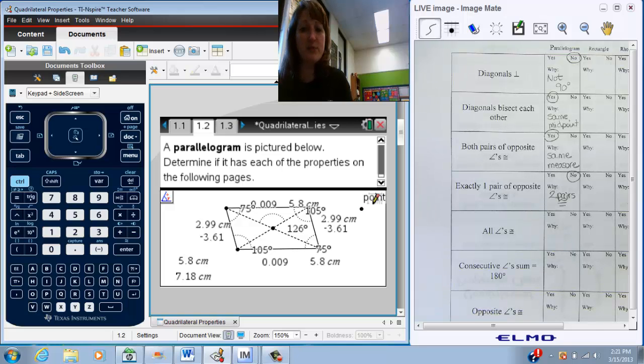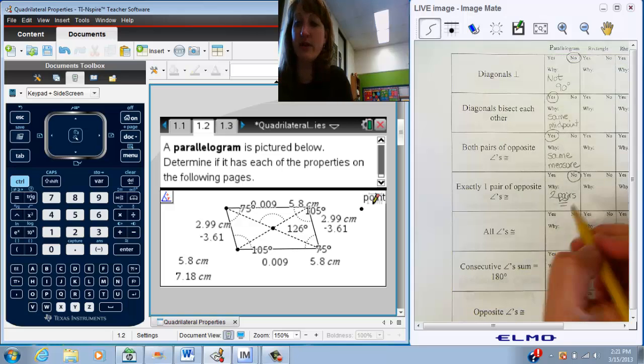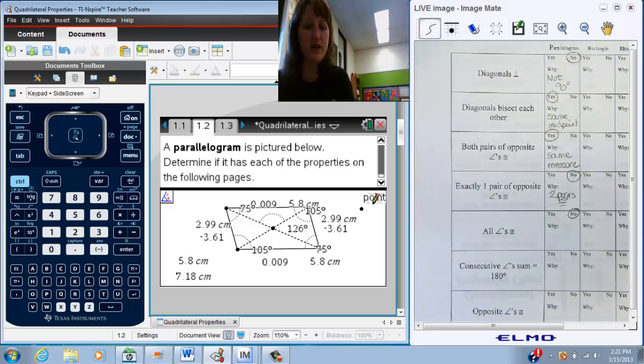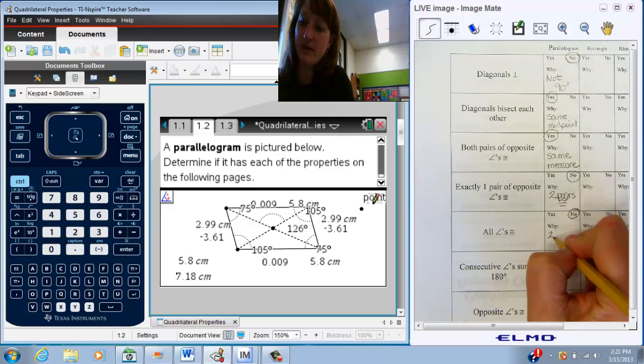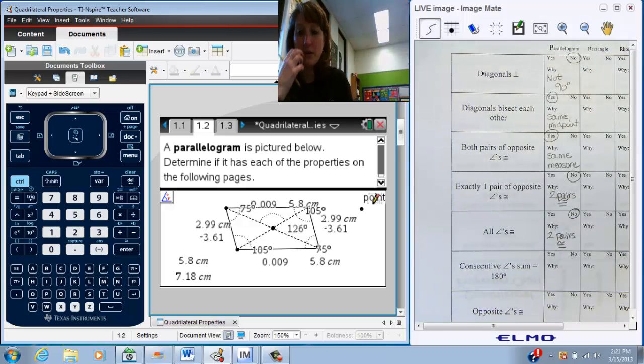And then the next one, again, pretty simple. Are all of the angles congruent? No, we have some angles that are 105 in our picture and some that are 75, so those are not congruent. Again, our reason, we have two pairs that are congruent, not all of them.